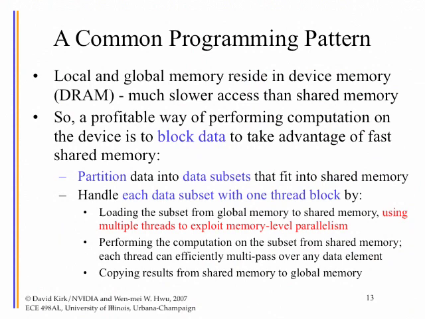A very common programming pattern for writing a piece of code on this machine is that local and global memory reside in the DRAM, much slower access, so you avoid them as much as you can. So the way to do it is to perform computation on the device to block, or actually I would change that to tile data, because this word block is used too many times in this lecture. I would call it tile data to take advantage of the fast shared memory.